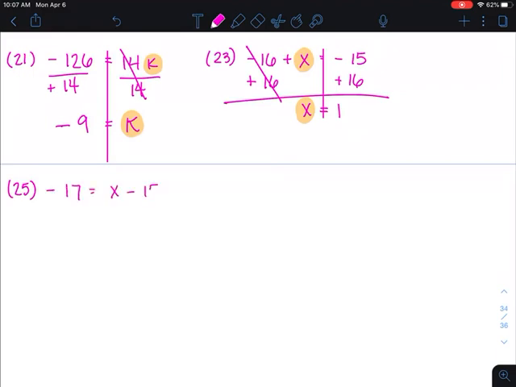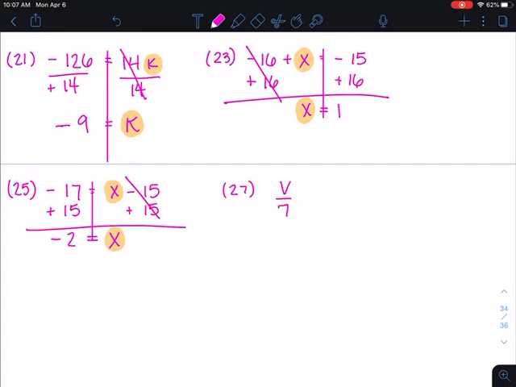25. We have negative 17 is equal to x minus 15. Our variable is x. I'm subtracting 15 from it, so the opposite of subtracting is adding. We will add 15 to both sides of the equal sign. We must do it to both sides of the equal sign. If not, it does not remain true. So we drop our x down. Negative 17 plus 15 is negative 2. X is by itself. We're complete.